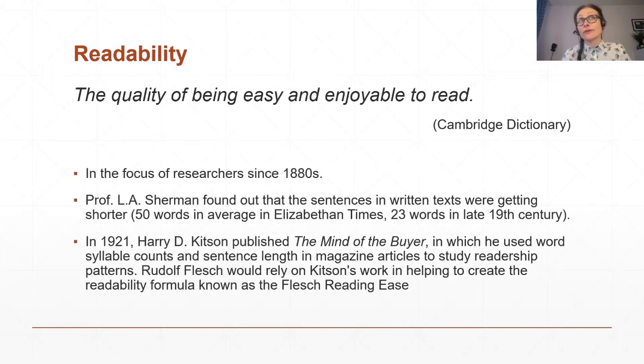It has been the focus of researchers since the 1880s, when Professor Sherman found out that the sentences in written text are getting shorter through time. In Elizabethan times, around the 16th and 17th century, it was 50 words on average per sentence, while in the late 19th century, it was around 23 words.